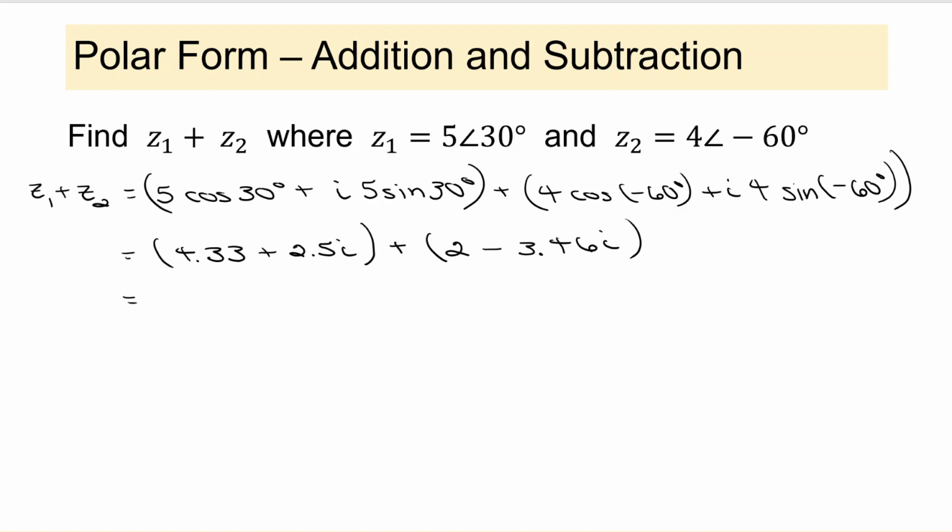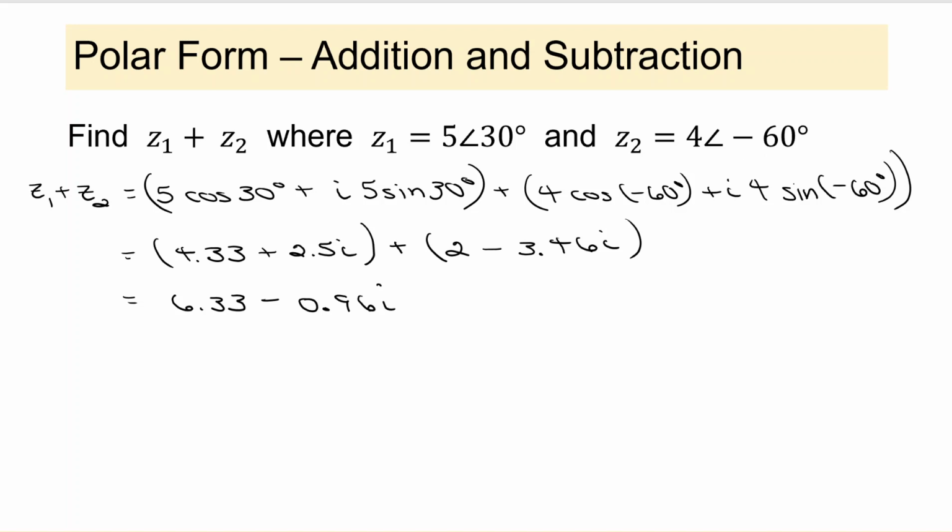Now all we have to do is add the real parts. So 4.33 plus 2 is 6.33. And then add the imaginary parts. So 2.5i minus 3.46i. So I'll have minus 0.96i. So that's the addition. It's completed, but it's in rectangular form. Since we started with polar form, we're going to go back to polar form.